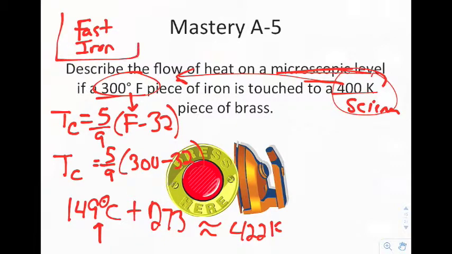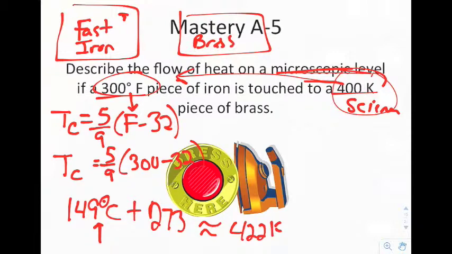So those are moving really, really fast. Then what happens is they come into contact with the brass, which is hot but not nearly as hot. So a molecule from the iron can collide with a molecule from the brass, and when they collide, some of the energy is transferred into the brass. So the brass starts to move faster while the iron starts to move slower. And as a result, energy is transferred.